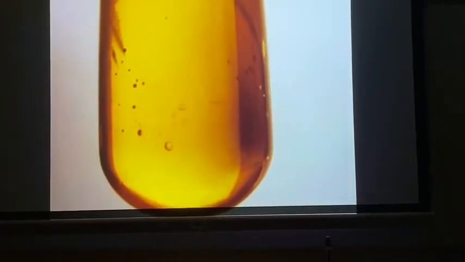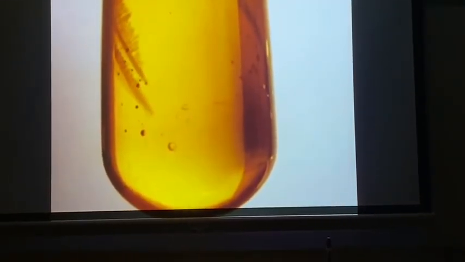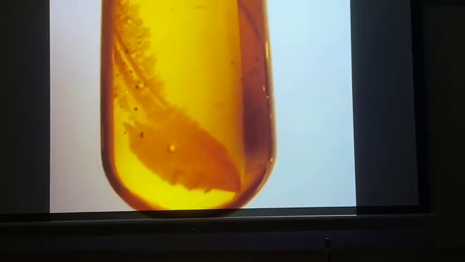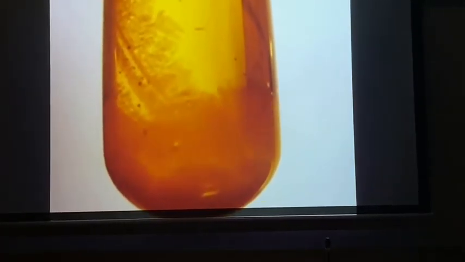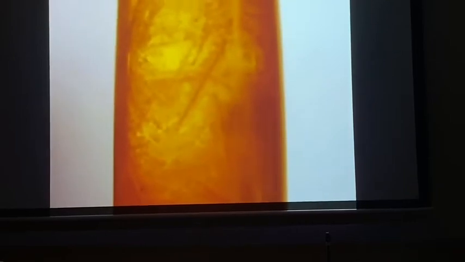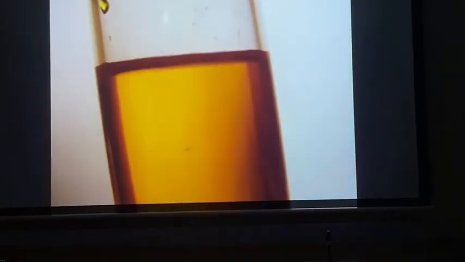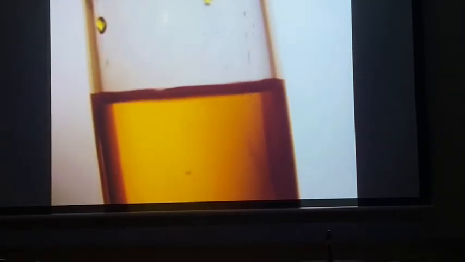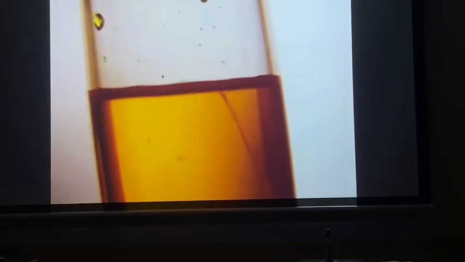Let's see if we can get a little bit closer. Yep, and again, those are called dendrites. We'll learn later that these have the name dendrite, but this is crystallization that is occurring as that sulfur just freezes. It's just freezing. And we don't think of sulfur as being something that crystallizes like that, but it is.